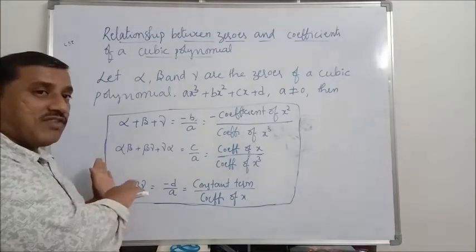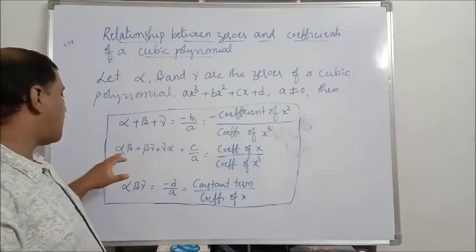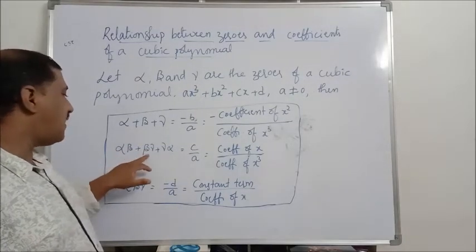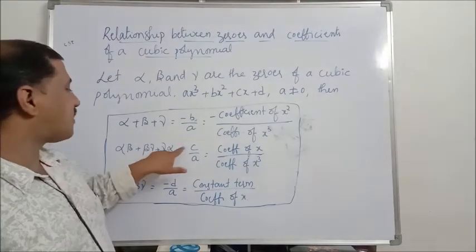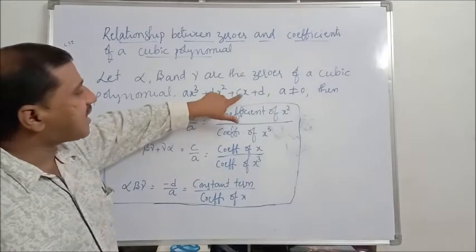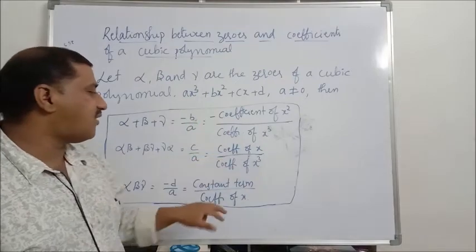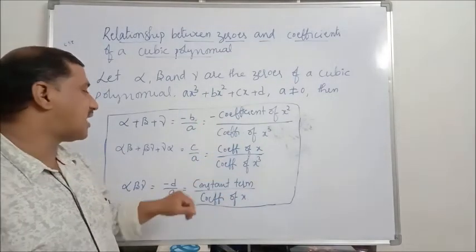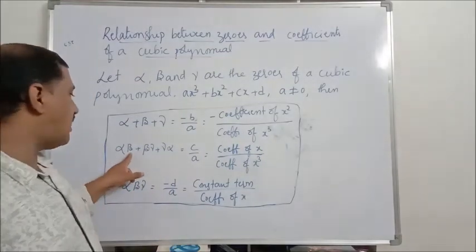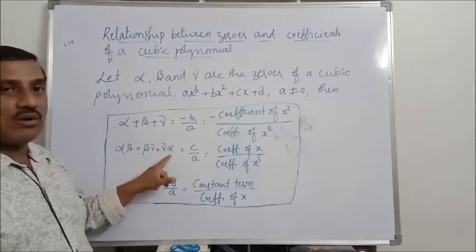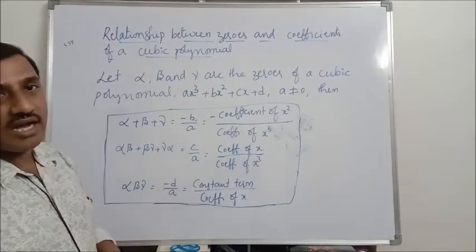Now the sum of the individual products of the 3 zeros of the polynomial, that is alpha into beta plus beta into gamma plus gamma into alpha, is equal to c by a, where c is the x coefficient and a is the x cube coefficient, that is, the coefficient of x divided by the coefficient of x cube.